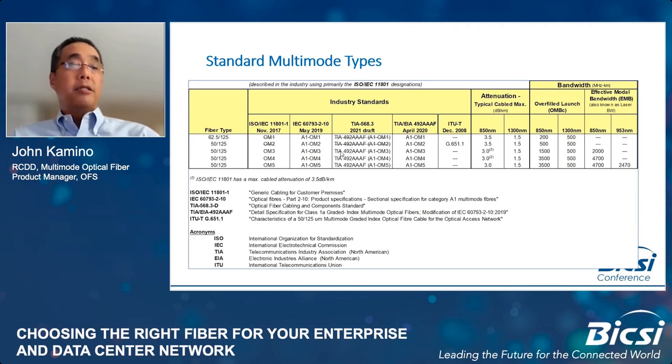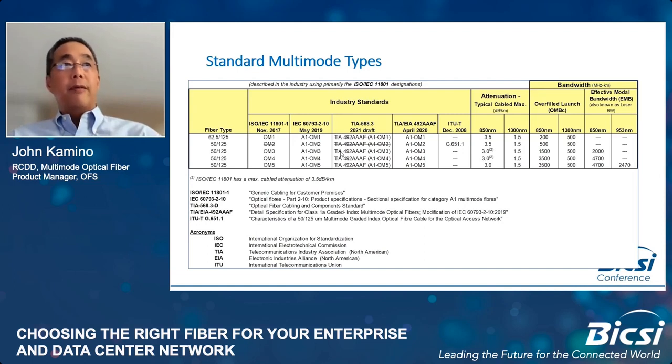A couple of other things to point out here are the attenuation at 850, specifically the cabled attenuation at 850 for OM3 and OM4 fiber. TIA has defined cable attenuation at 3.0 dB per kilometer, while the ISO-IEC document spells out a 3.5 dB per kilometer requirement.